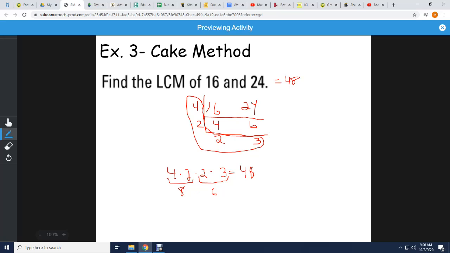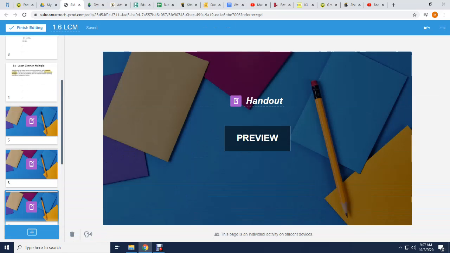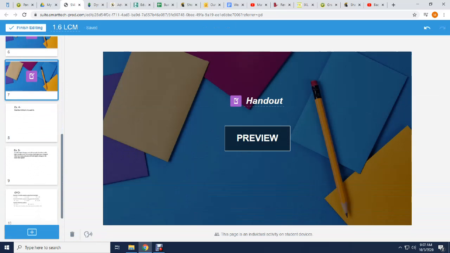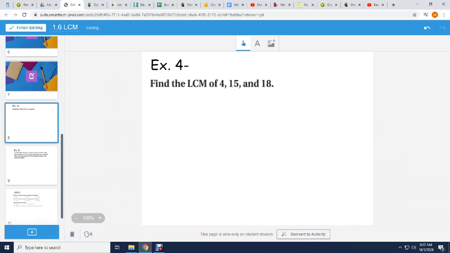And what I find nicer about this as opposed to listing out the multiples is you don't have to worry about messing up like 16 times 3 or whatever. You're dealing with all smaller numbers and it's a little bit more easy to manage. But again, you can choose which way you like. Alright. Heading on out to number 4.